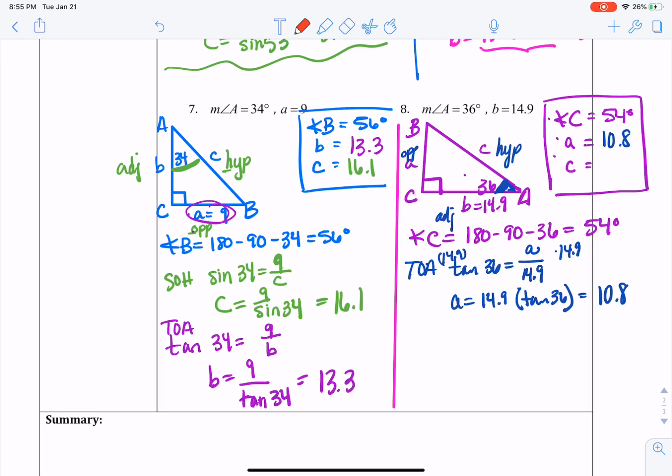So then to find side C, I have adjacent and hypotenuse. That's CAH. Cosine 36 equals adjacent, which is 14.9 over my hypotenuse. Those switch places so that C equals 14.9 divided by the cosine of 36, which is 18.4 units. So come back up here, 18.4.